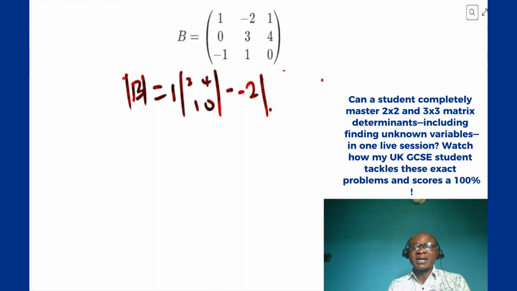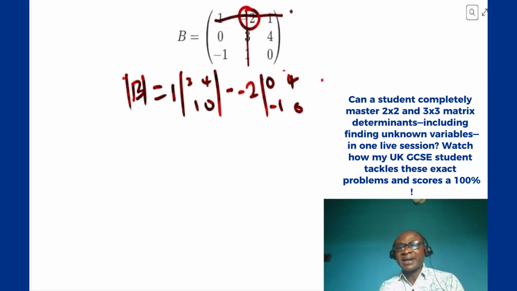So what will I write now in the determinant section? It will be 0, 4, 0, 4, negative 1, 0, because I'm going to cancel this line and also this. Once I pick this negative 2, I will cancel that line down and then the horizontal line. Is it okay? Yes, sir.